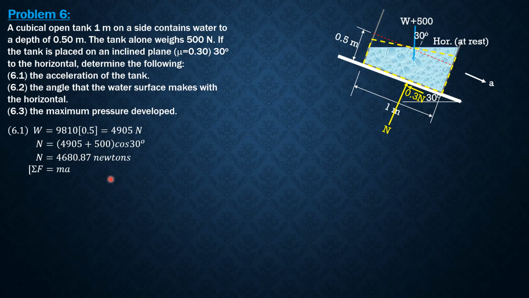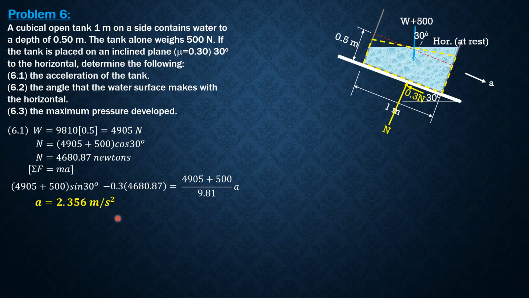Then apply summation of forces equals mass times acceleration. So forces in the direction of acceleration is treated positive. That is quantity W, or 4905 plus 500 sine of 30 minus 0.3 of normal, minus 0.3 of 4680.87 equals mass. So the mass is weight plus 500, or quantity 4905 plus 500 divided by 9.81, times the resulting acceleration, which is parallel to the inclined plane. So the acceleration can now be computed. It is equal to 2.356 meters per second squared.